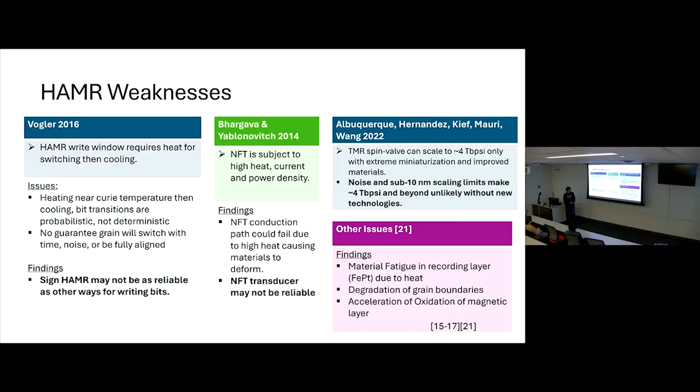And then Bargava and Jablonowicz in 2014 published a paper studying the near-field transducer, and they found that the transducer may not be as reliable due to the stress of heat damaging the material. And then lastly, there's this article from Albuquerque, Hernandez, Keith, Murray, and Rain. They found that past 4 terabytes per square inch, the read head that we have, the TMR head, may not be able to scale as well, and we need a better head to be able to read it.